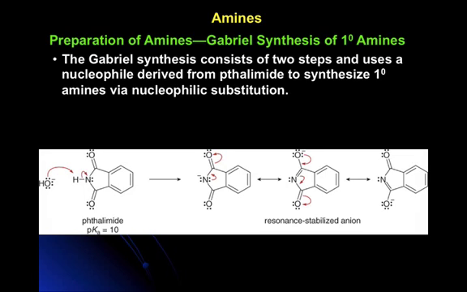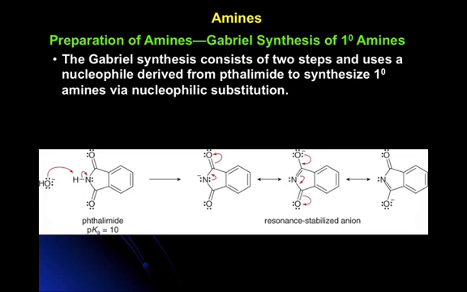So it turns out that phthalimide has a pKa of about 10. That hydrogen is fairly acidic. Why is that hydrogen fairly acidic? Yeah, the two carbonyls, right? These two carbonyls are electron withdrawing. Makes this hydrogen particularly acidic.